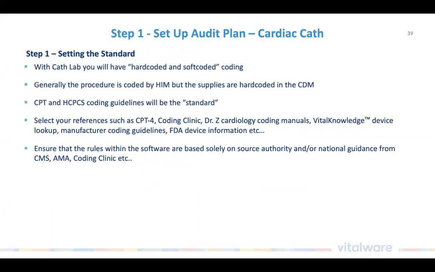So you set the standard. With the Cath lab, for example, you're going to have hard-coded and soft-coded items. The hard coding is usually going to be the supplies and some of the basic stuff, maybe drugs, while the soft coding is usually HIM. It could be the department. It could be a Cath lab generated coding system. But you want to select your references. What's your benchmark going to be?